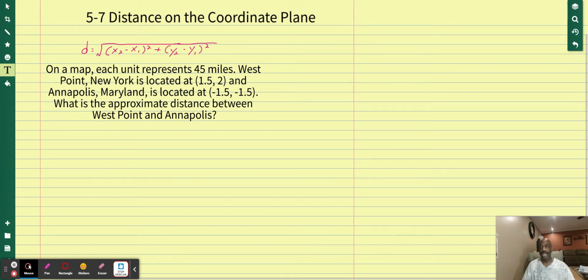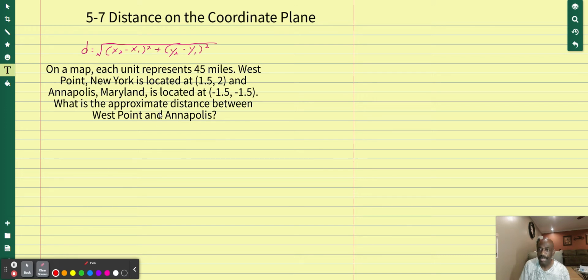All right. Now, we don't actually have to see the map. You will see the map in your book on page 433, but we can actually do this without looking at the actual map because everything we need is already in the problem. First thing I want you to do is set up your points. They gave us 2 points. Let's write down New York's point. It says New York is located at 1.5, 2.